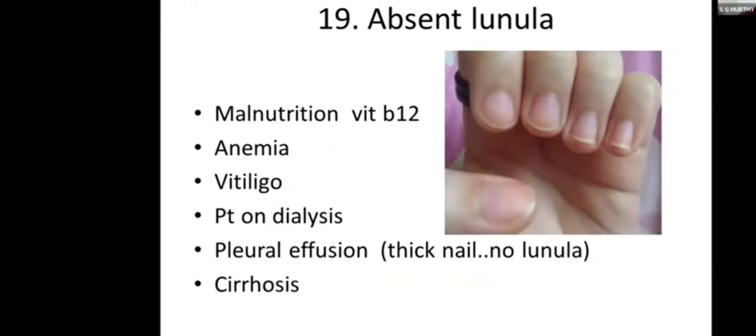Absent lunula: we have seen that half moon thing at the base of the nail. There's no lunula here. Now, if you don't see the lunula, it can be malnutrition because of vitamin B12 deficiency, anemia, vitiligo, patients on dialysis, pleural effusion, and cirrhosis. So if you don't see the lunula, think of all these things. Don't declare that it's pleural effusion. I mean, it can be a simple and normal thing also.